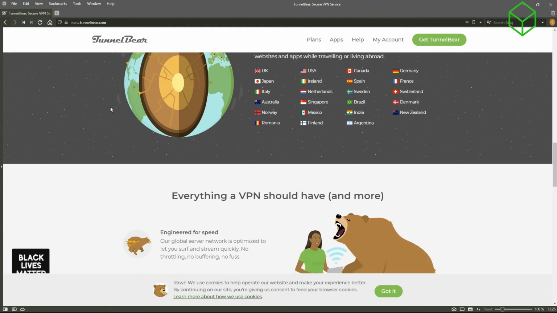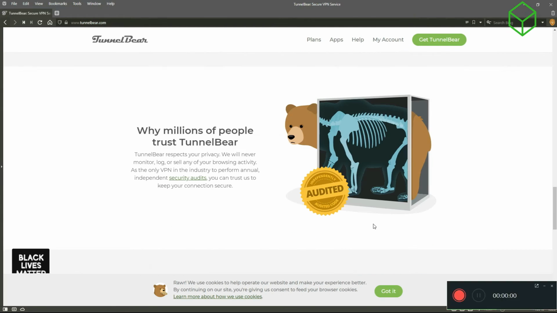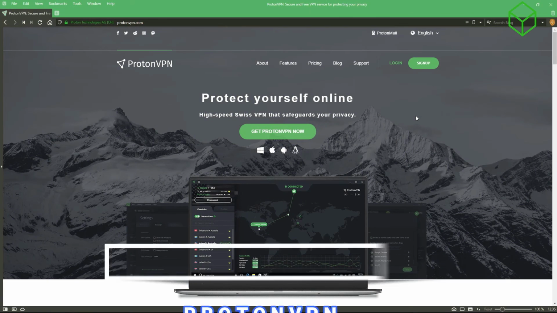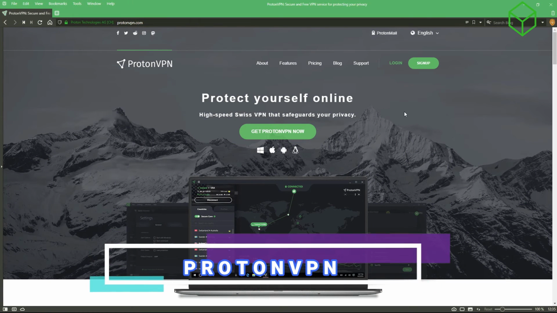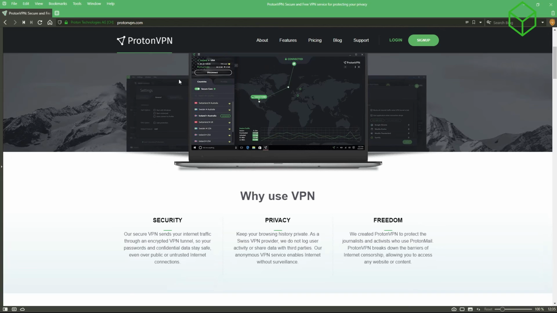While based in Canada, Tanuber was acquired in 2018 by the American cybersecurity firm McAfee, making them subject to legal requests for information in both countries. And now finally, in the top spot, coming in at number 1 is ProtonVPN. This one stands out for its numerous free features, often only found in the premium versions of its competitors.